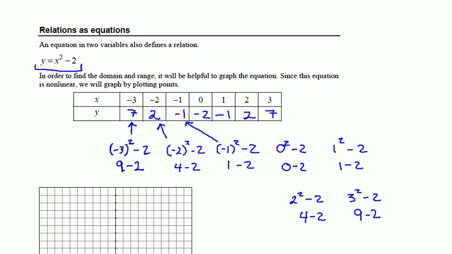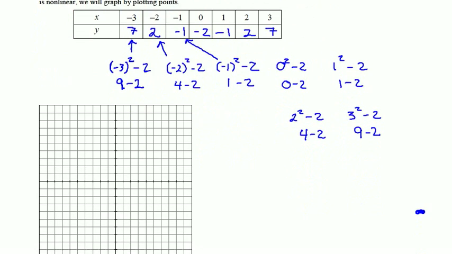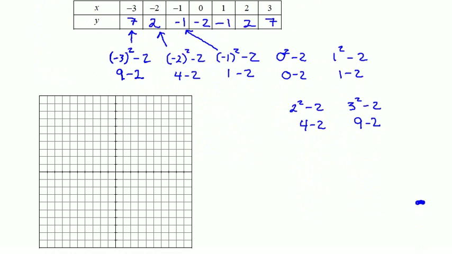After filling in all of these entries, I have the y values 7, 2, -1, -2, -1, 2, 7, with the calculations done off to the side over here. What I'm going to do now is get ready to plot all of these points on my grid. So starting with -3, 7, then going on to -2, 2, -1, -1, 0, -2, 1, -1, 2, 2, and finally 3, 7.